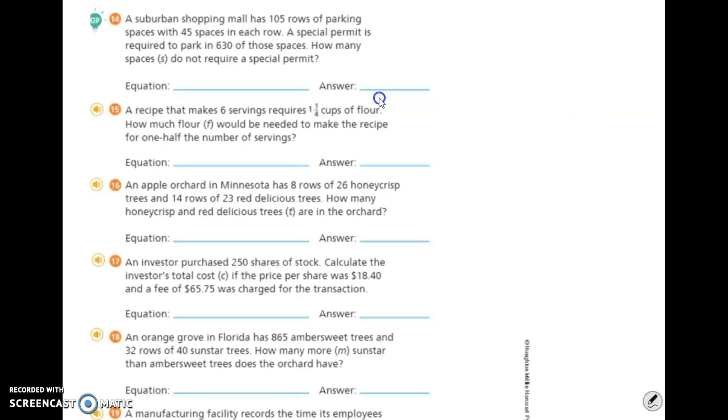Because I know you love fractions so much, we're going to try number 15. Yes, I'm laughing about that. I know you don't love fractions, but it's really not as bad as it looks.